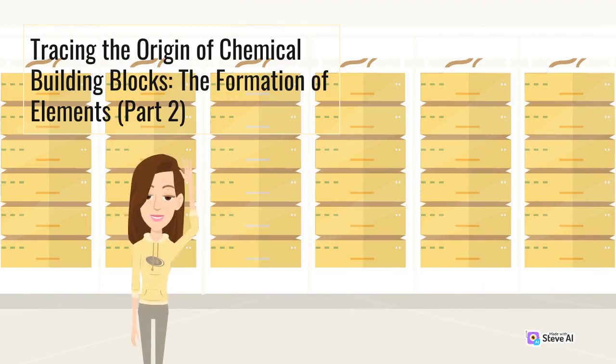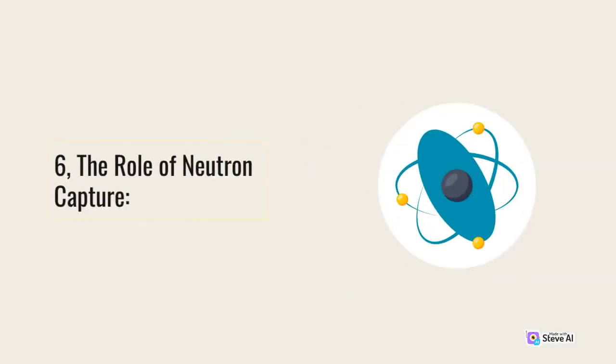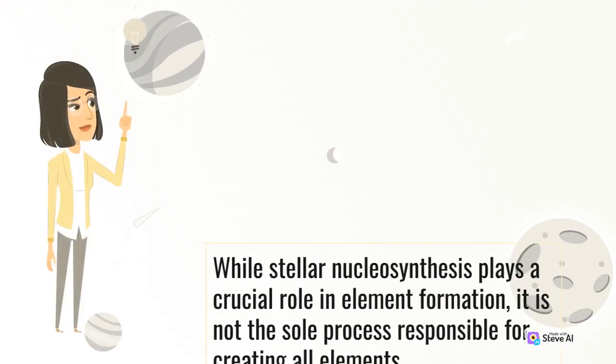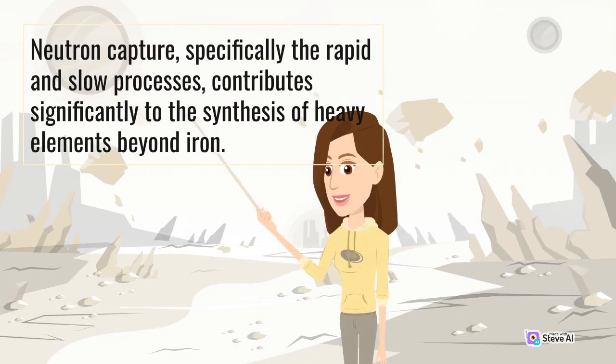Tracing the origin of chemical building blocks, the formation of elements Part 2. 6. The role of neutron capture. While stellar nucleosynthesis plays a crucial role in element formation, it is not the sole process responsible for creating all elements. Neutron capture, specifically the rapid and slow processes, contributes significantly to the synthesis of heavy elements beyond iron.